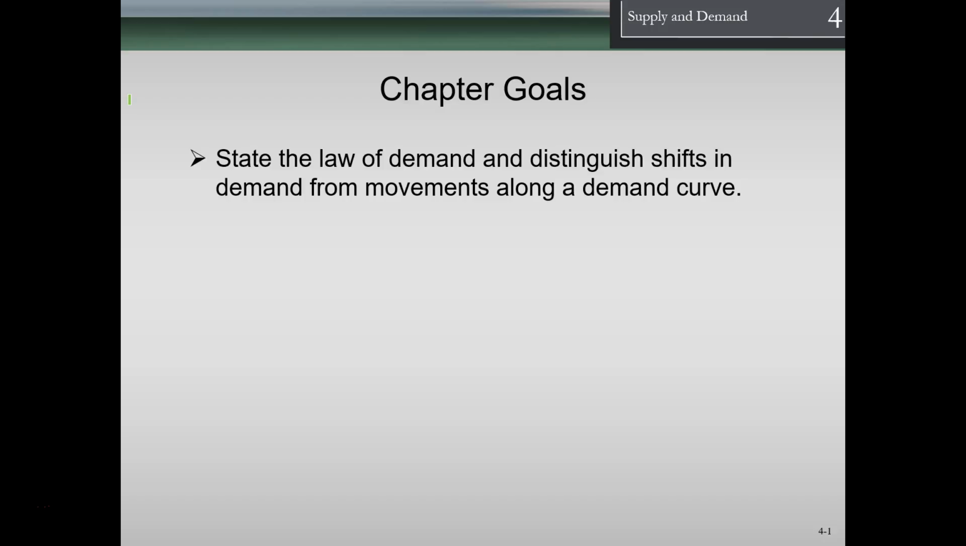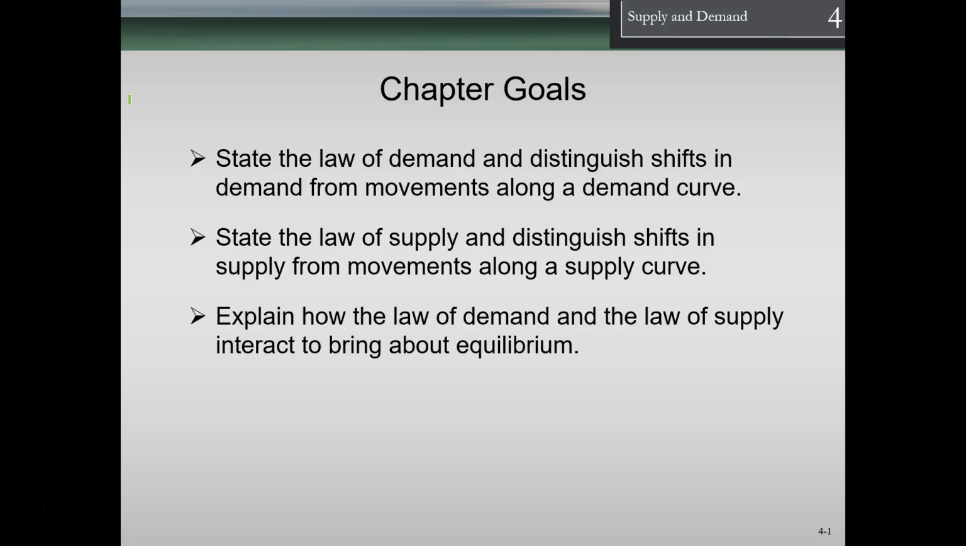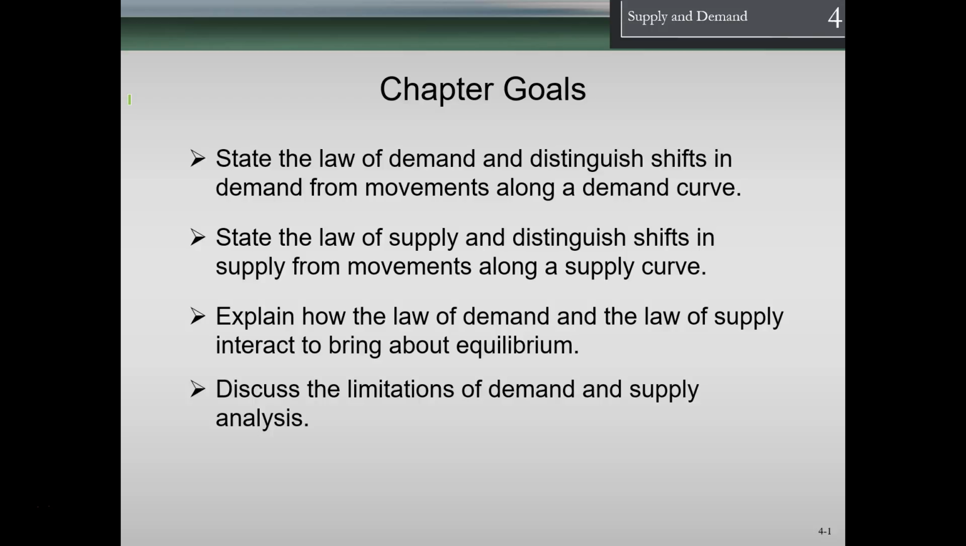Chapter 4, the chapter goals are: state the law of demand and distinguish between shifts in demand and movements along the demand curve. State the law of supply and distinguish shifts in supply from the movement along the supply curve. Explain how the law of demand and the law of supply interact to bring about equilibrium. Discuss the limitations of demand and supply analysis.